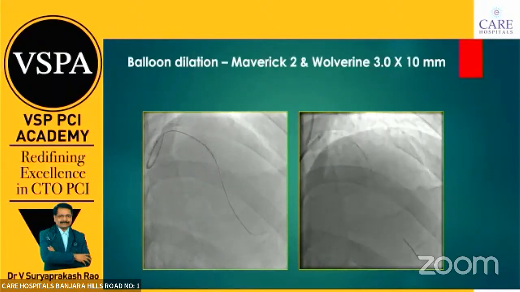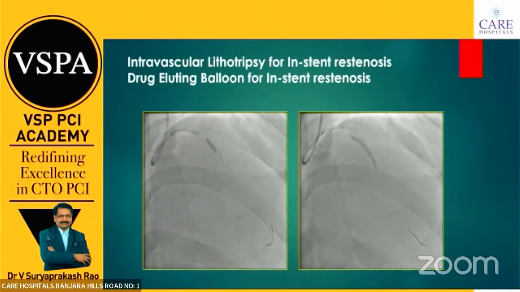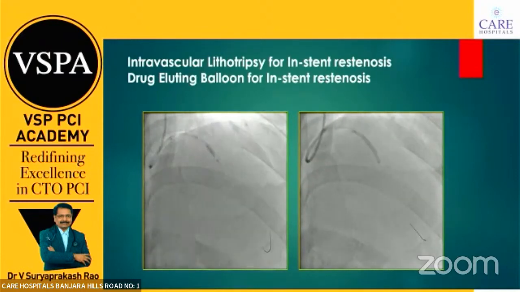But what happened is, this lesion we then studied on intravascular ultrasound. The IVUS showed the stent to be about 2 millimeter, whereas the vessel size was 4 millimeter. So there was a lot of undersizing of the stent, which was performed about a decade ago. So we did an intravascular lithotripsy for this in-stent restenosis. I did not have the time to pull out the IVUS images.